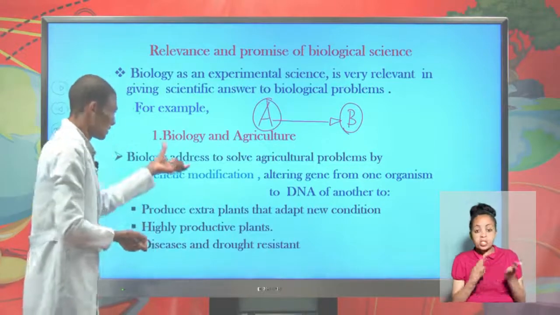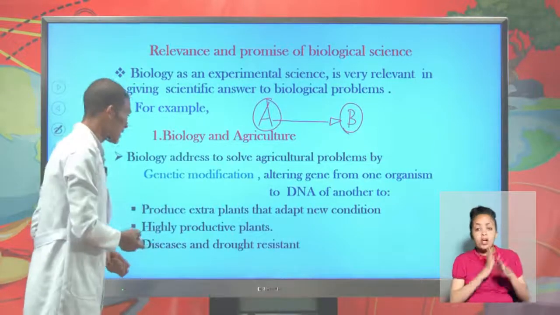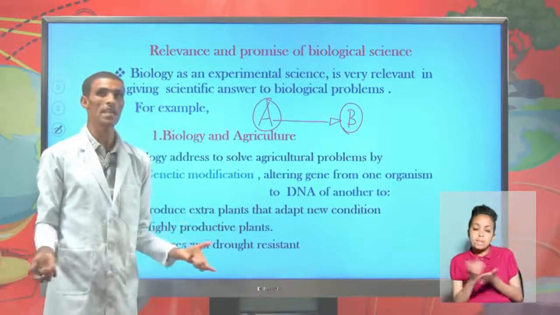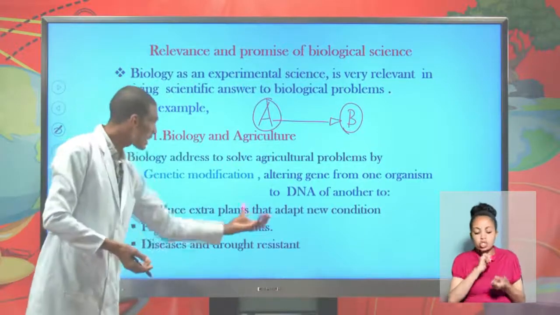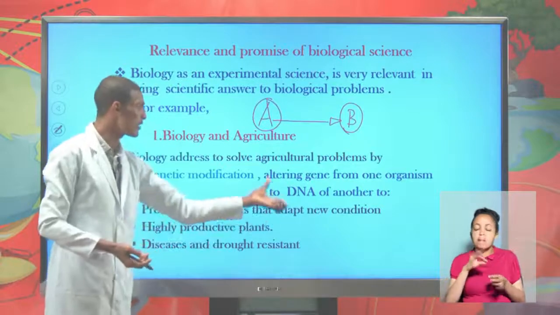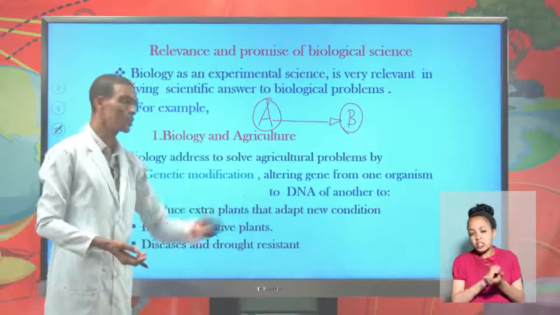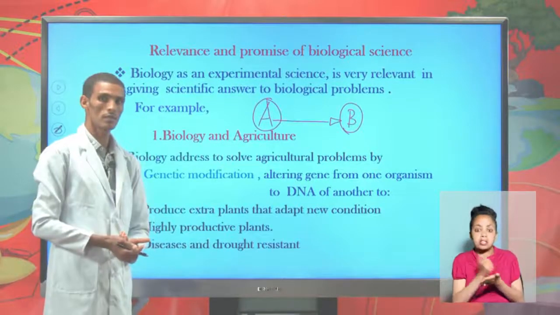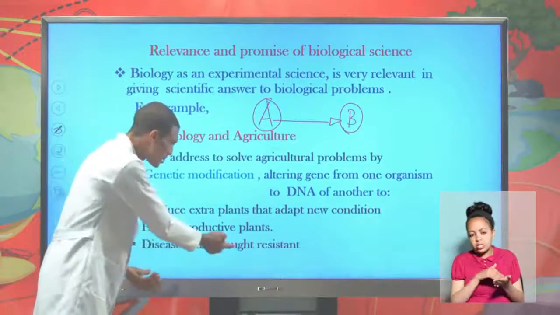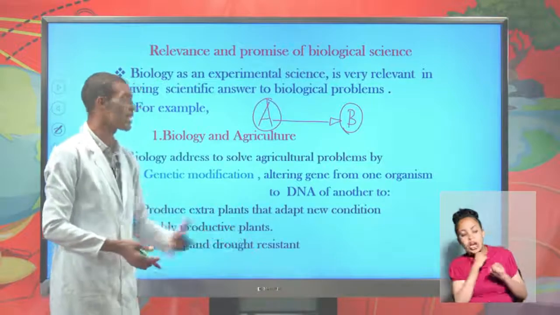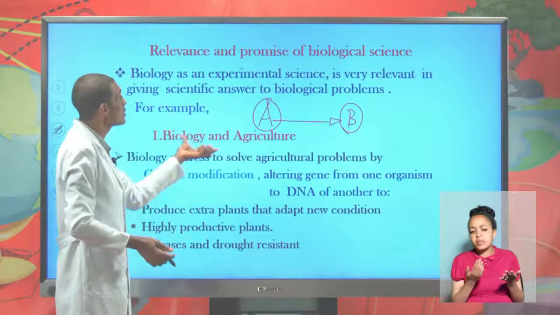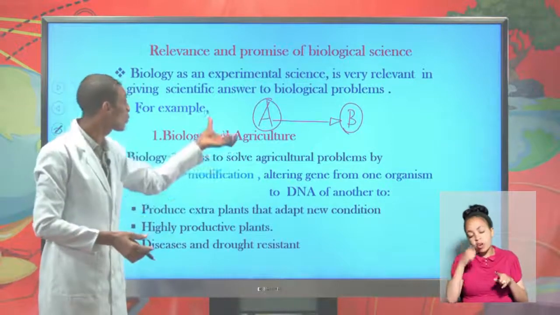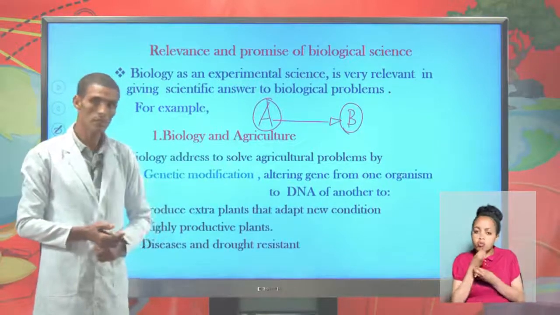So here, biology in agricultural systems produces extra plants that can adapt to a changed environment. Plants that do not lose their productivity under changed conditions, and again highly productive, disease-resistant and drought-resistant plants. So biology contributes a lot to agriculture to ensure food security of the country. Well done.